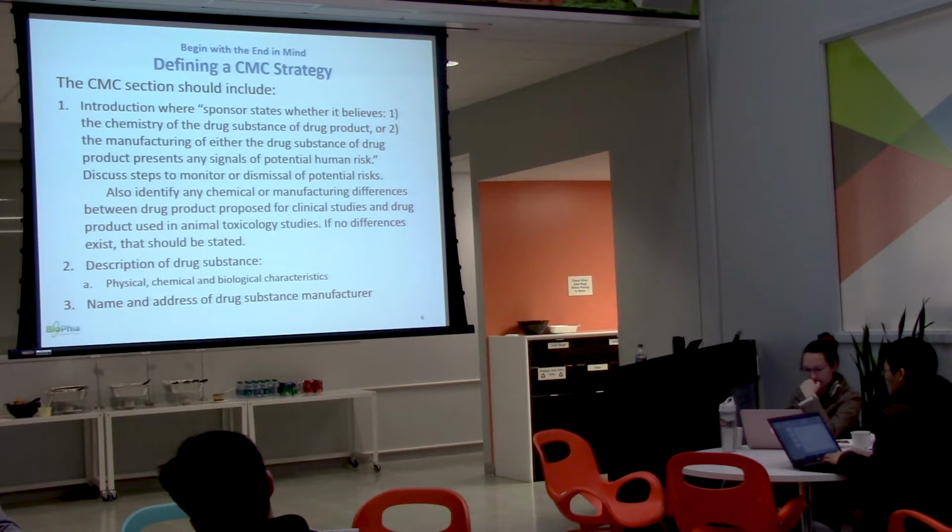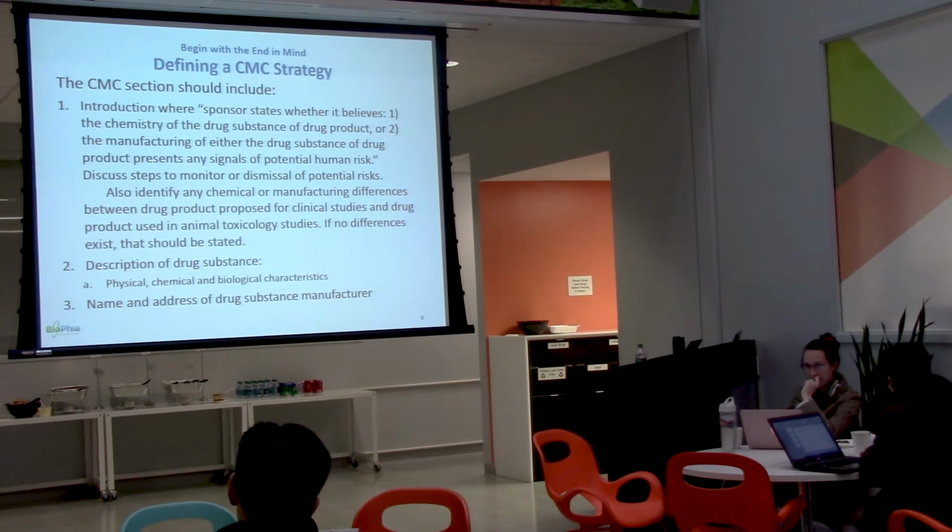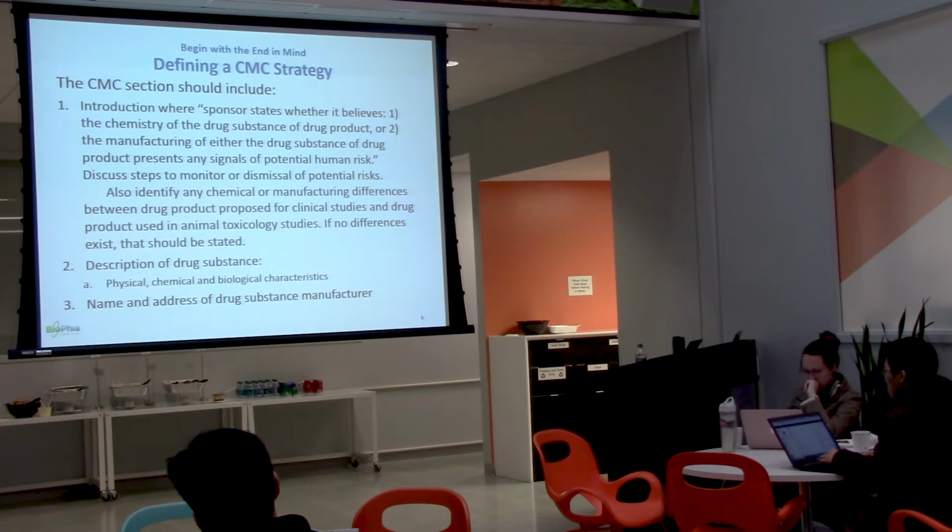So you start off with an introduction. The FDA requires this. And it wants you to state whether you believe that either the chemistry of the drug substance, that investigational new substance, or the product where you take that drug substance, formulate it, and package it, whether either of those, in the manufacturing or in its inherent properties, provides any, as it says, signals of potential human risk. So is there anything that's going to cause a problem when you start doing clinical trials? So you need to discuss what those are, how you're going to monitor them, or why they may not be relevant to the particular population.